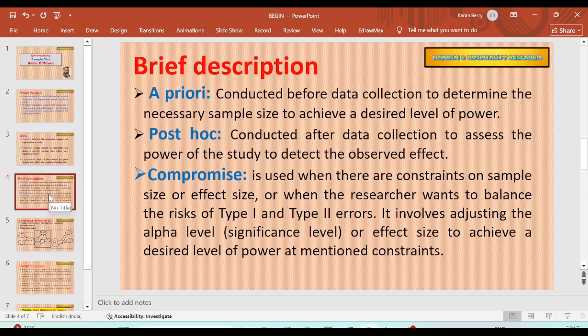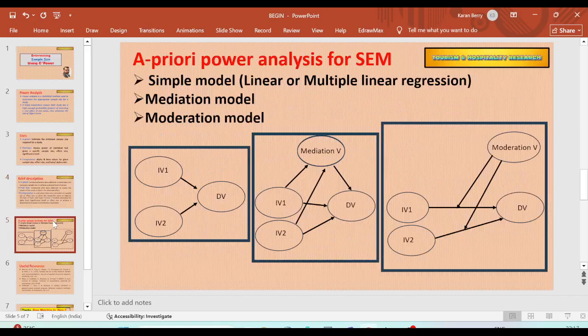So before going to the practical in G-Power, let us understand the a priori power analysis for structural equation modeling through these three simple models. A simple model, which could be a linear or multiple linear regression, a mediated model, and a moderation model.